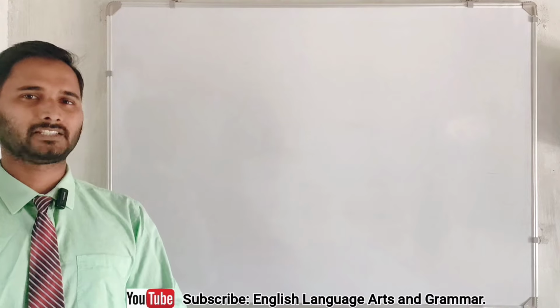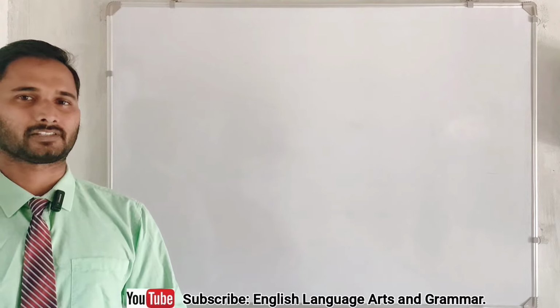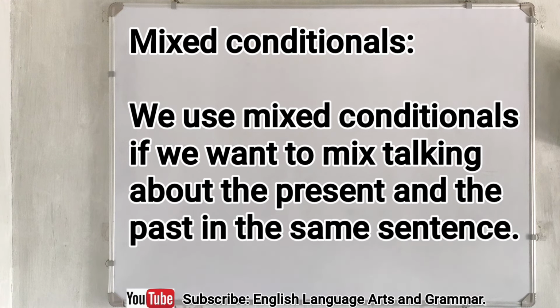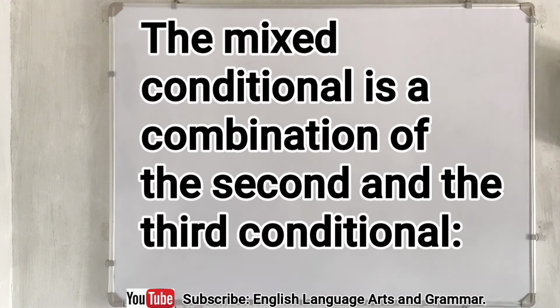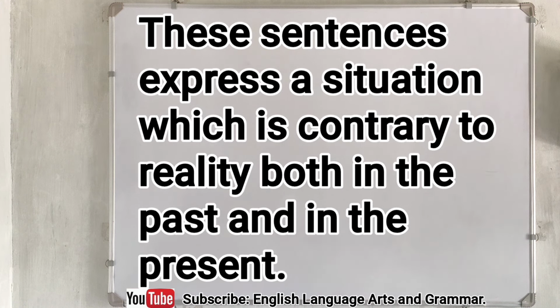Let us learn now the mixed type conditionals and its sentence construction and some uses of it. Mixed conditionals. We use mixed conditionals if we want to talk about the present and the past in the same sentence. The mixed type conditional is a combination of the second and the third conditional. The mixed type conditional refers to an unreal past condition and its probable result in the present. These sentences express a situation which is contrary to reality both in the past and in the present.